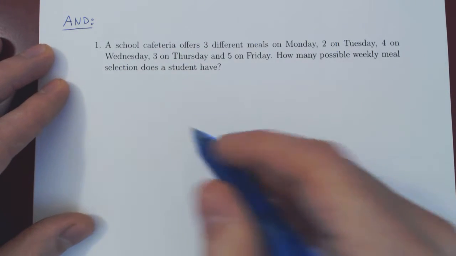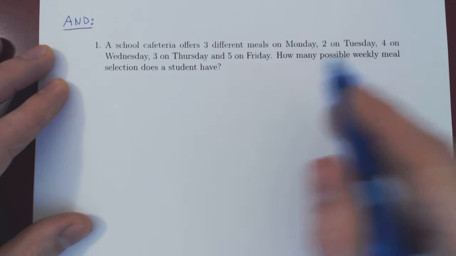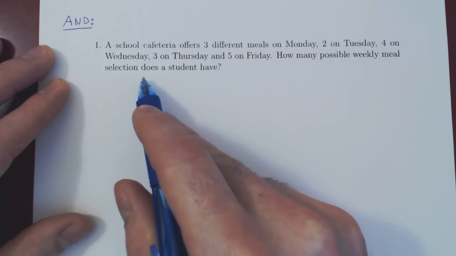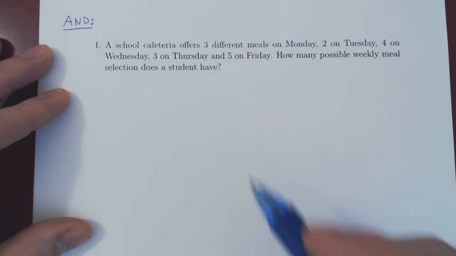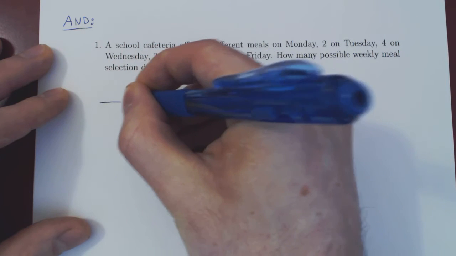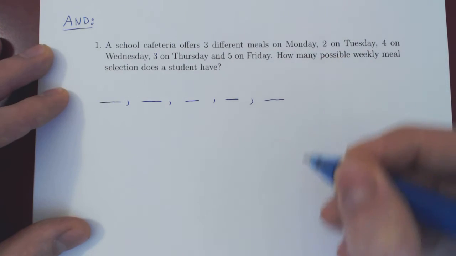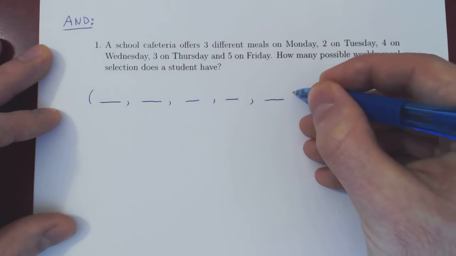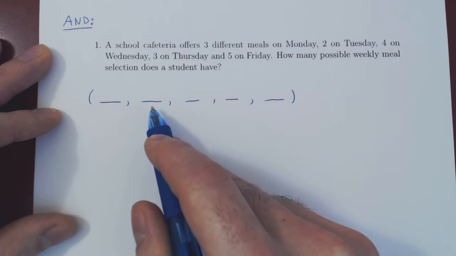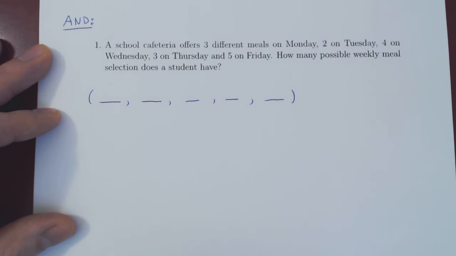Very simple problem. A school cafeteria offers 3 different meals on Monday, 2 on Tuesday, 4 on Wednesday, 3 on Thursday, and 5 on Friday. How many possible weekly meal selections does a student have? Again, visualize the problem. We have to select our meal for Monday, then for Tuesday, then for Wednesday, then for Thursday, then for Friday. So we have an ordered selection of 5 choices.